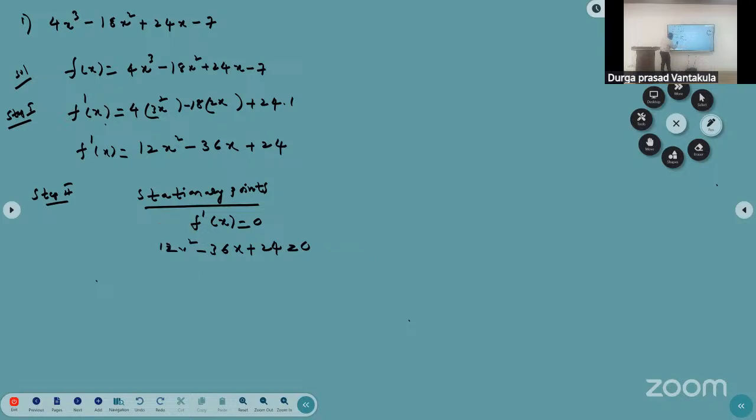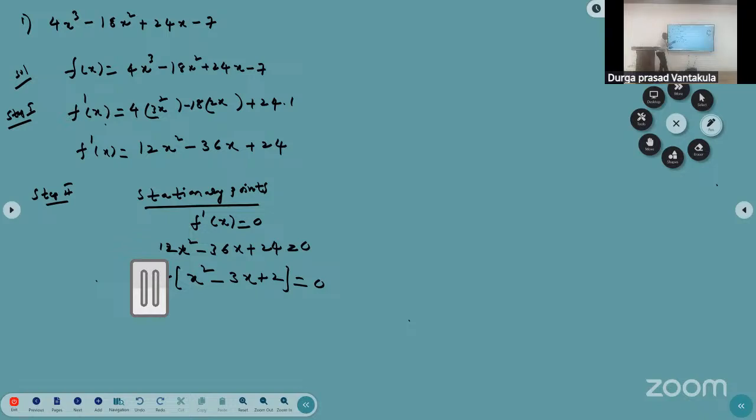not only 6, it is possible to take 12 also common. Am I right? I did not observe that, now I observed it. No problem. We have an eraser, it is easy to erase. If you take 12 common, what you will get? x square minus 3x plus 2. 12 into 1, 12. 12 3s are 36, 12 2s are 24. Are you clear now? Instead of 6, we may take the 12 also common.